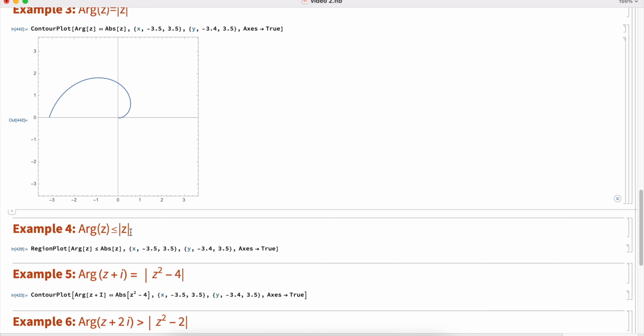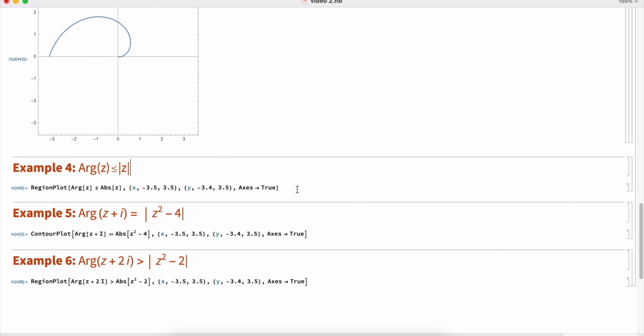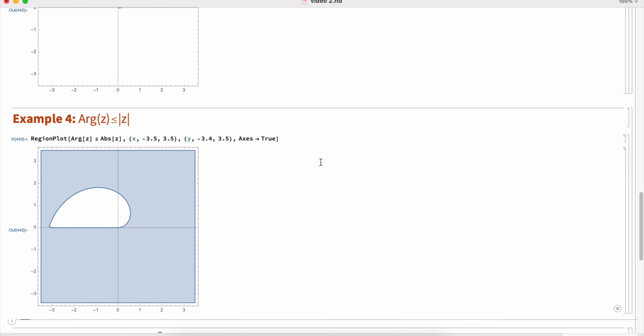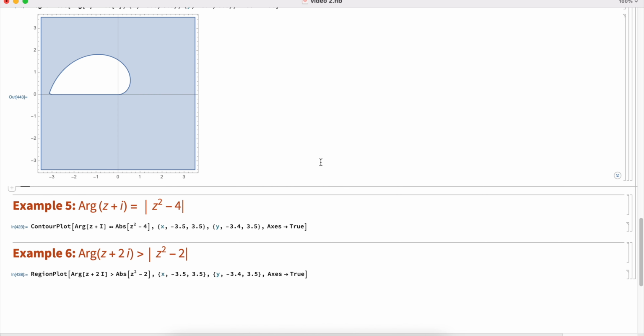Okay, well, let's look at an inequality. Let's say the argument is less than or equal to the modulus. Here we've got to use RegionPlot. That's kind of cool. We get everything outside of the cardioid. And here are some more exotic examples.